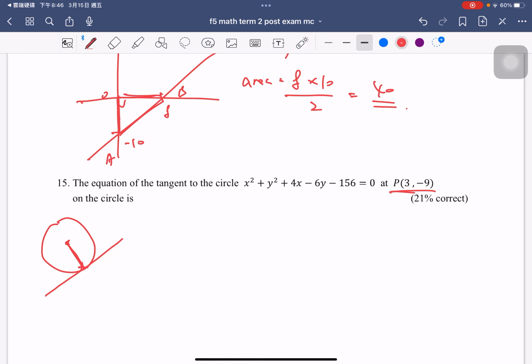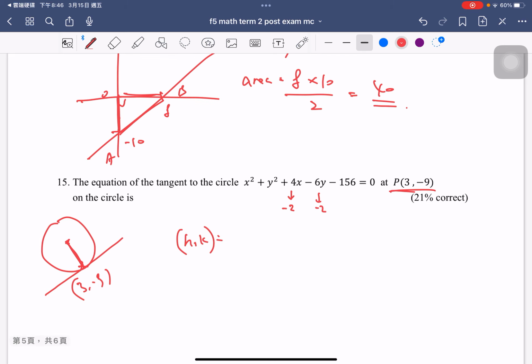The contact point is going to be (3, -9). So now we find out the center. The center just equals the d divided by 2, and this one is divided by 2 as well. So we have (h, k) equal to (-d/2, -e/2). So it's 4 divided by negative 2, giving you negative 2, and then negative 6 divided by negative 2 is going to give you 3.